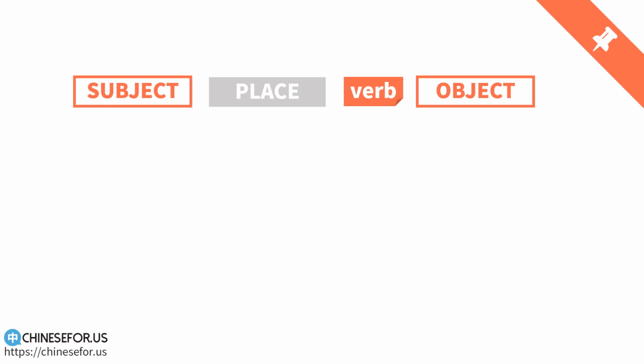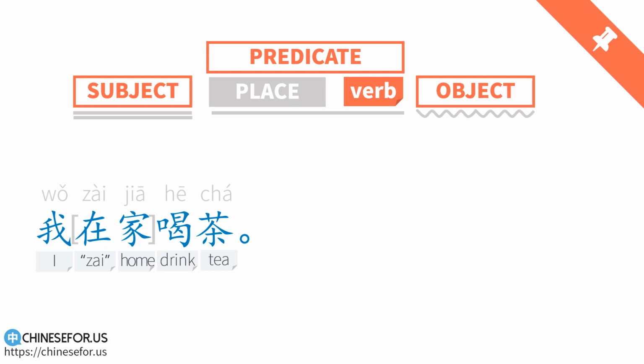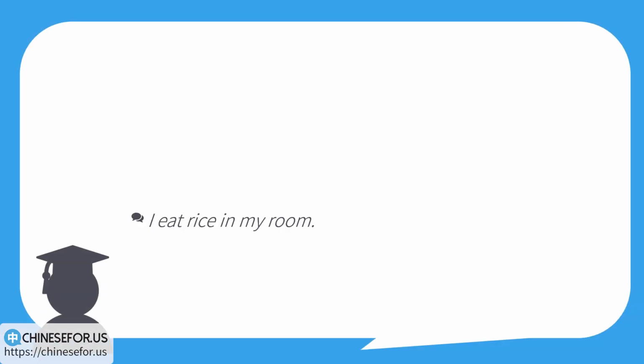So for the place where the action or verb occurs, we put it right before the verb phrase and after the subject. The order is subject, place, verb, object. SPVO. Actually, the place here modifies the verb, telling information about where the action is done, and they together are the predicate of the sentence. 我在家喝茶。我在学校吃苹果。Let's try more sentences.